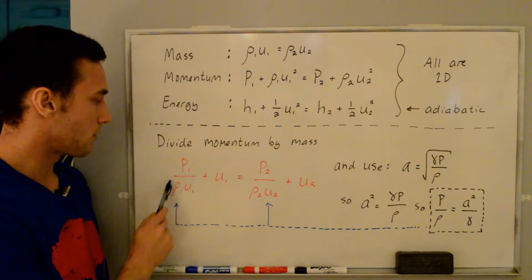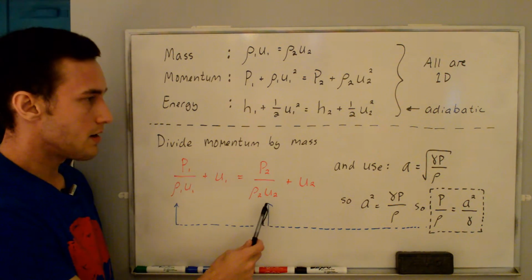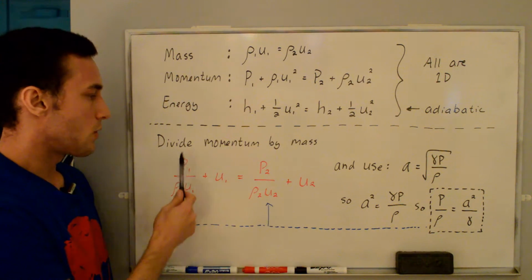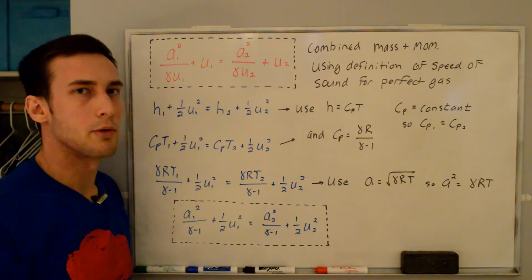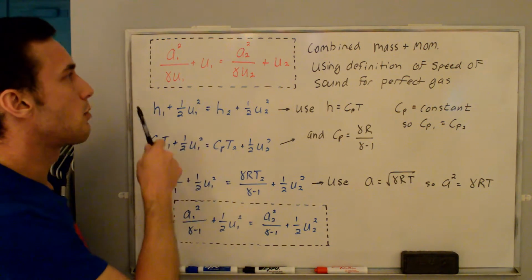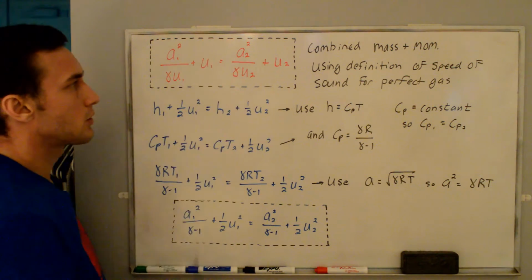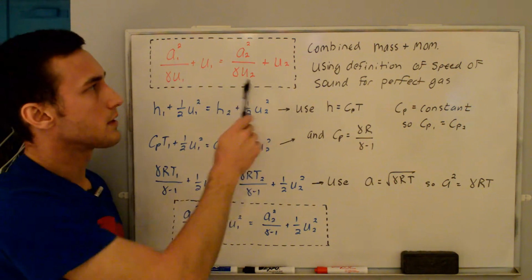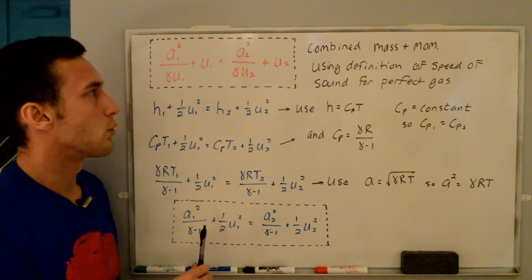You'll notice that there's a P over rho on both sides of this equation. We can plug that expression into here, and you'll note that then we only have A squared and U's in this equation. So plugging in that expression from the previous whiteboard into that combined mass momentum equation, we get A1 squared over gamma U1 plus U1 is equal to A2 squared over gamma U2 plus U2. And this is the combined mass momentum equation using the definition of the speed of sound for a perfect gas.